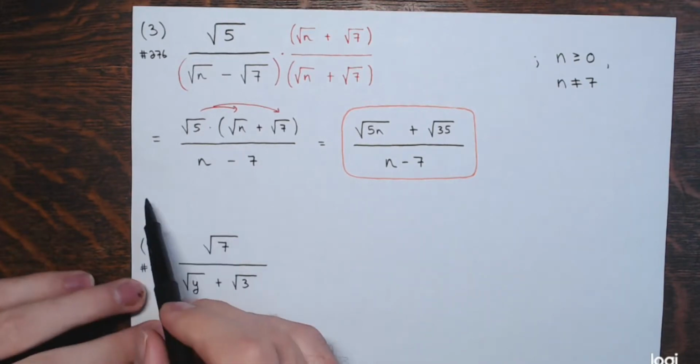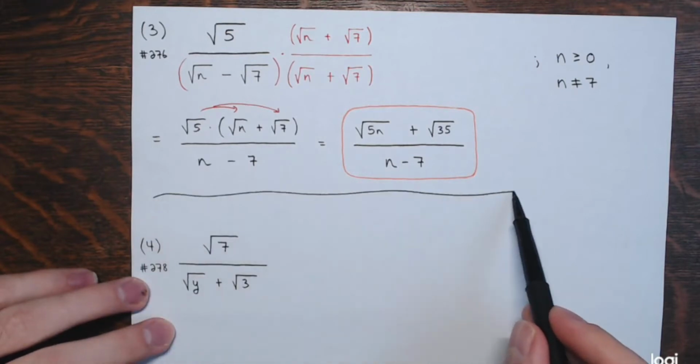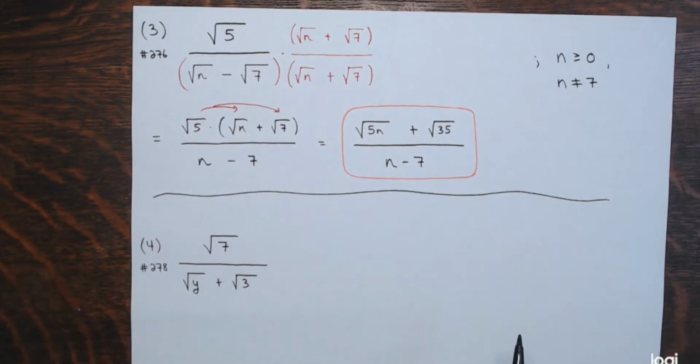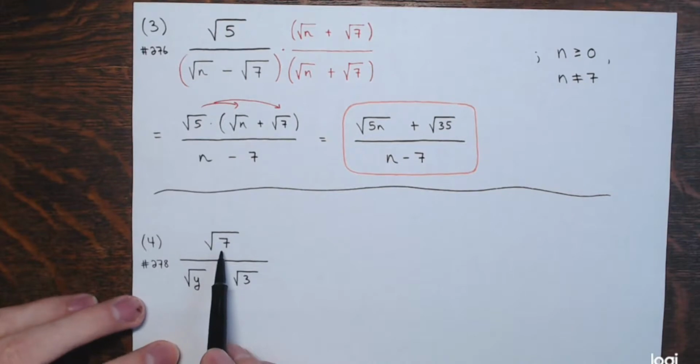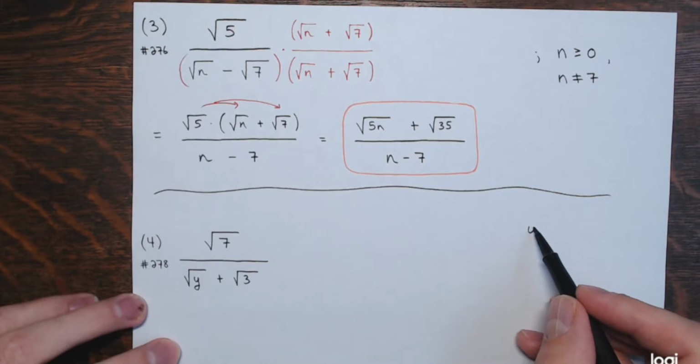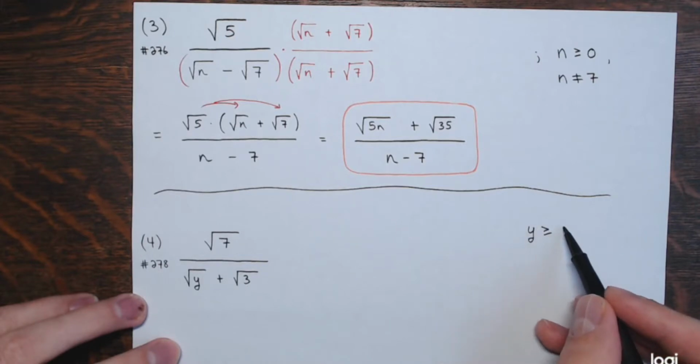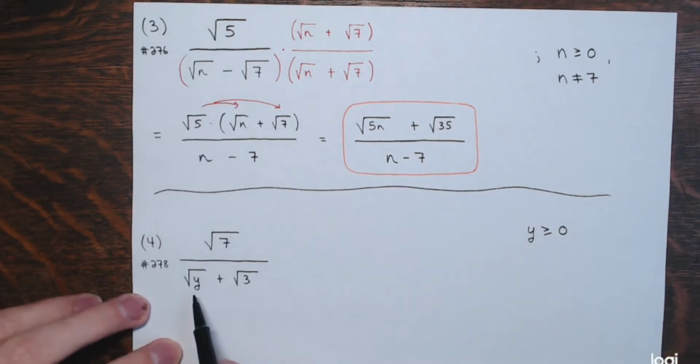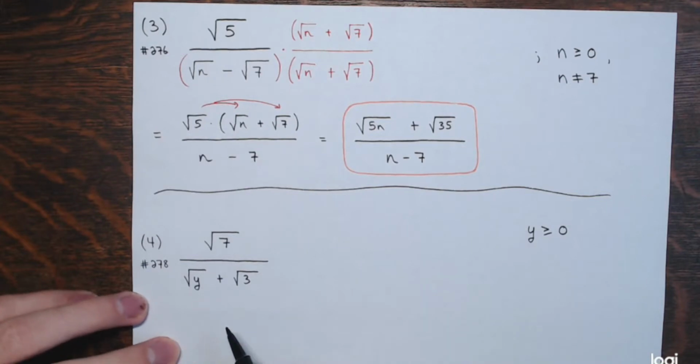All right, question 4, very similar. Once again, there's a variable. This corresponds to exercise 278. The numerator is the square root of 7. The denominator is the square root of y plus the square root of 3. So y has to be non-negative in order for us to be dealing with real numbers here. And y can be 0, because if y were 0, the denominator would just be the square root of 3. And that's it. y can be any non-negative number.